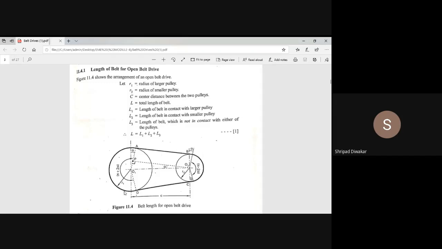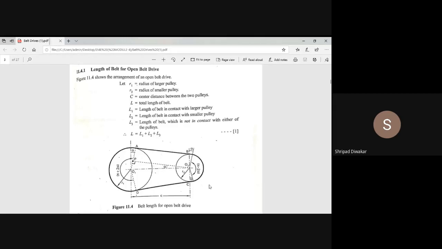Here once again, first you have to draw the diagram. I'll explain how to draw the diagram. First you have to draw one big circle. So this is your driver pulley or driver. And then you have to draw one smaller circle, and then you have to join them by two lengths. One is driver and one is driven. This is your open belt drive.